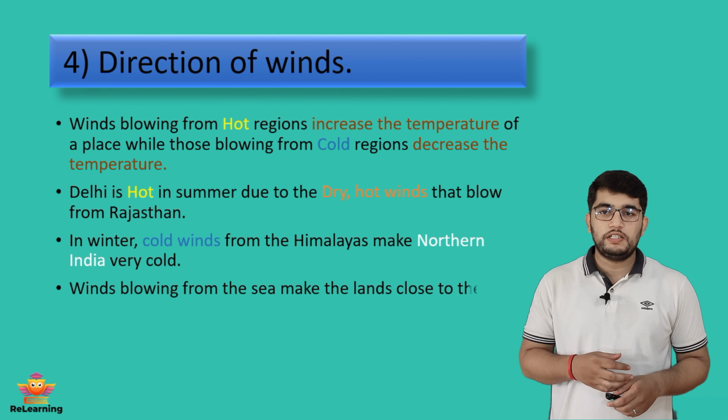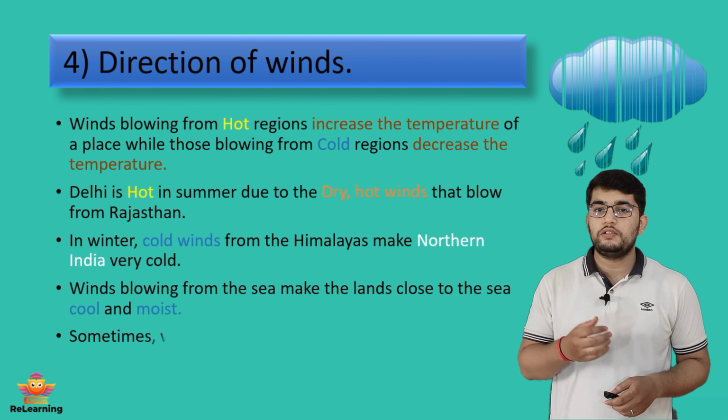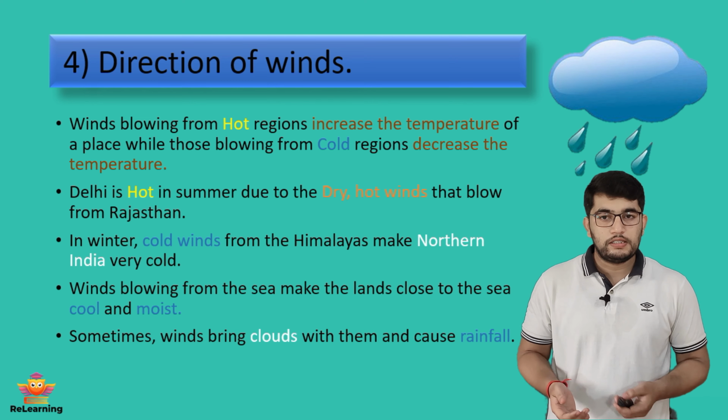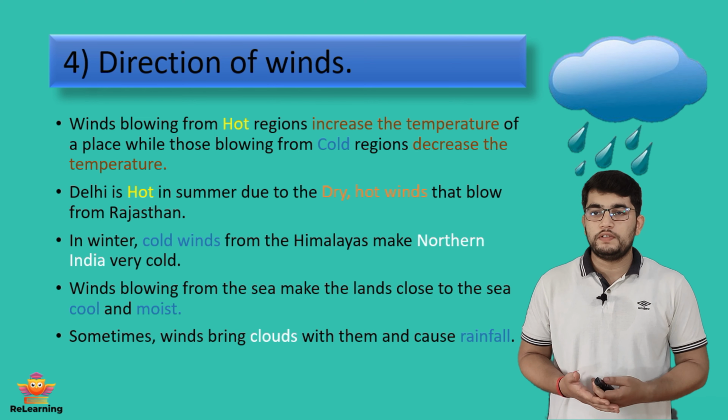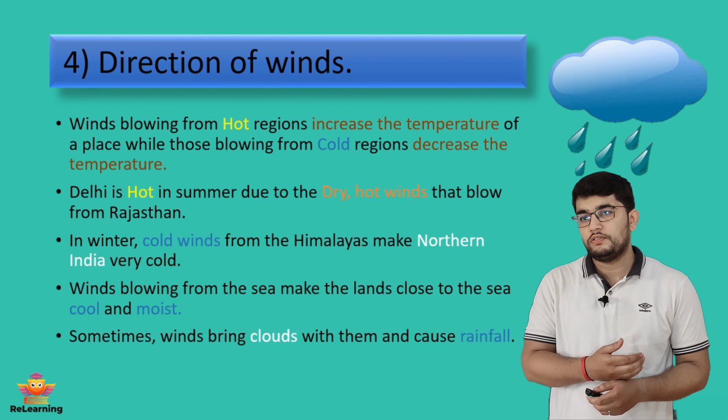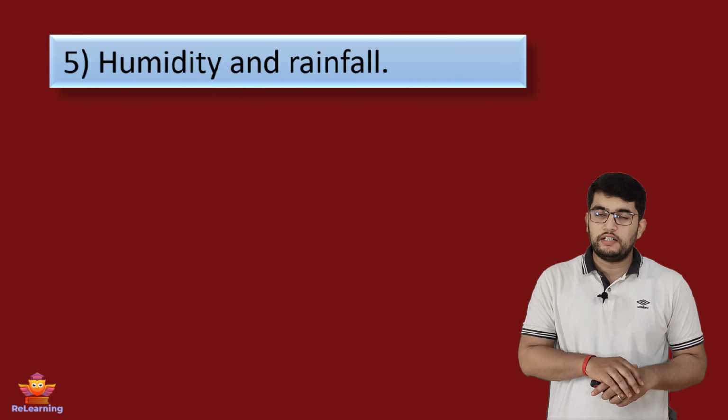Winds blowing from the sea make the land close to the sea cool and moist. Sometimes winds bring clouds with them, which causes rainfall. Getting it? Humidity and rainfall.